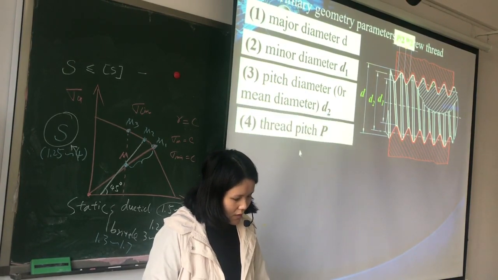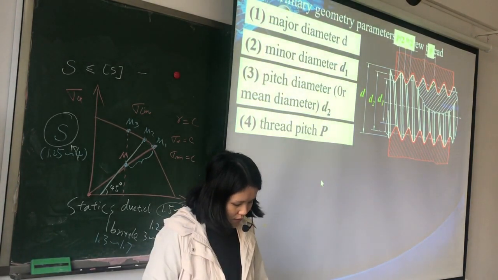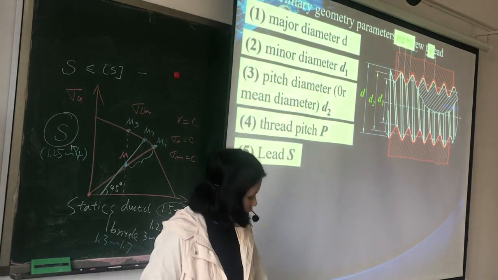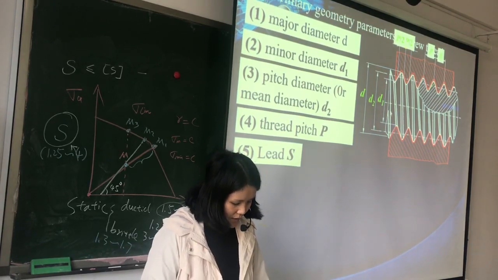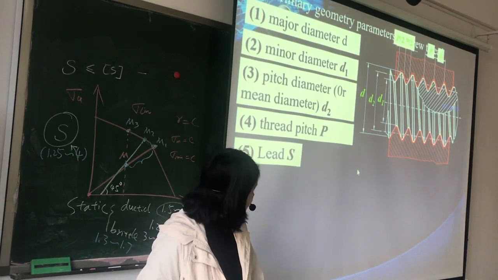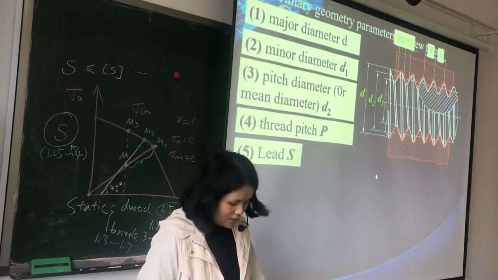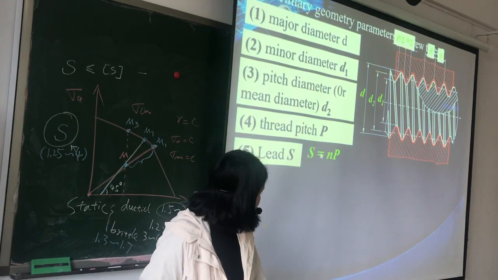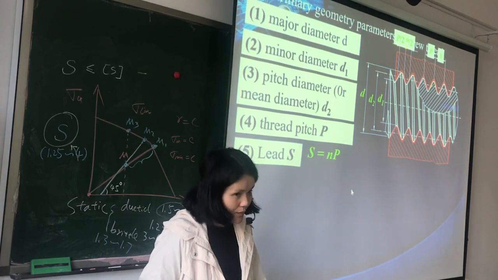And the thread pitch P is the actual distance between corresponding points on adjacent threads, and lead S is the actual distance the thread will advance in one revolution. And for multi-start thread, S is n times P.